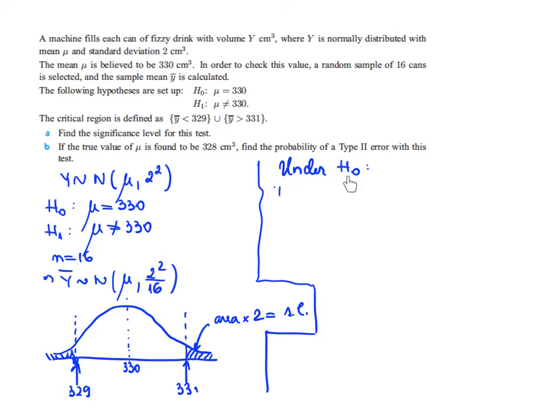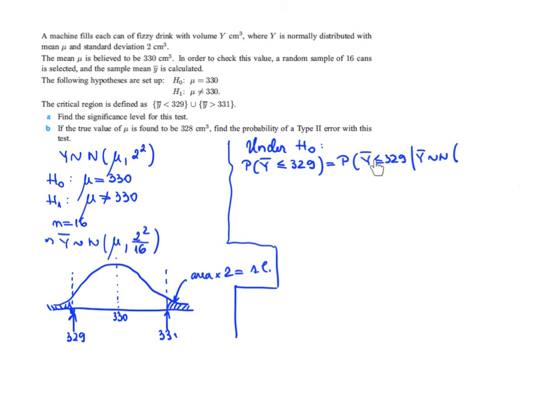So under H0, I always assume the actual state to be the correct one, the true one. I find this area. It doesn't matter if it's less or less equal, it's a continuous distribution. I like to write a conditional probability of y bar smaller than 329, given that y bar is normal. So I want to all the time link the variable with the distribution so that you know where you look at. We have many distributions coming together in a question. You can use a calculator here, or you can standardize.